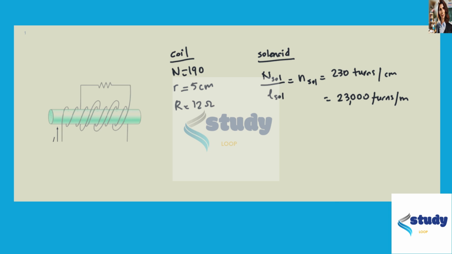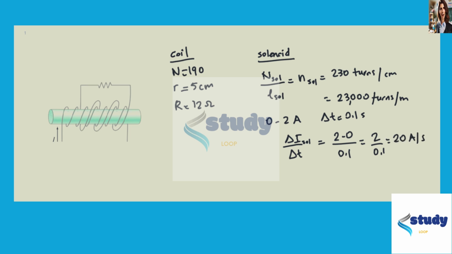So the current in the solenoid is changing at a constant rate from 0 to 2 amps within the time interval of 0.1 seconds. So then delta I over delta T across the solenoid is something other than 0, right? It's changing. So 2 minus 0 divided by 0.1 second is 2 over 0.1. So the ratio is 20 amps per second, right?